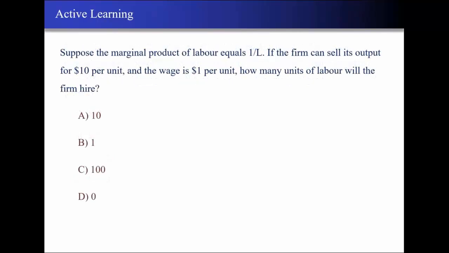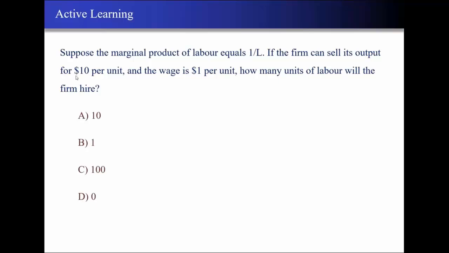Okay. Here's a little tricky one. Let's see if you can figure this out. Suppose the marginal product of labor equals 1 over L. If the firm can sell its output for $10 per unit and the wage is $1 per unit, how many units of labor will the firm hire? So think about plugging in different values. Okay, so we need to hire labor until the marginal revenue product of labor equals the wage, which is $1.